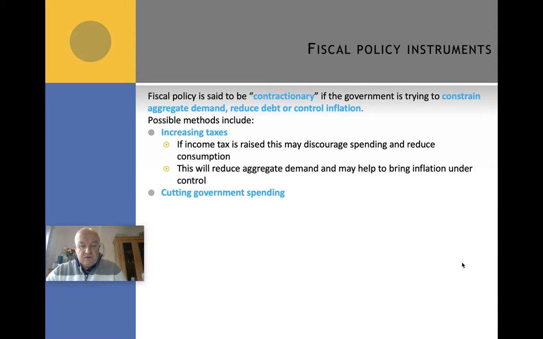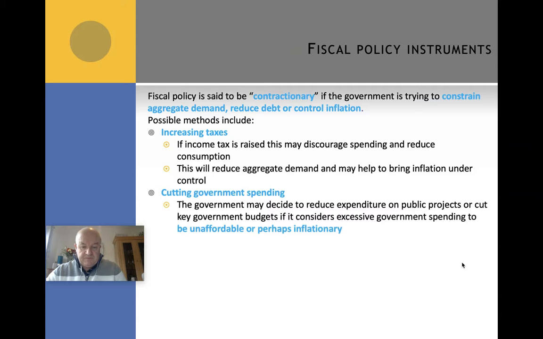Other ways in which we can be contractionary in our fiscal policy would be to cut government spending. Okay, so it might choose to reduce the amount of expenditure on public projects, or to cut key government budgets, particularly if the government spending previously was considered to be unaffordable, or possibly even creating inflationary pressures. So again, that would be a justifiable reason for cutting government spending.